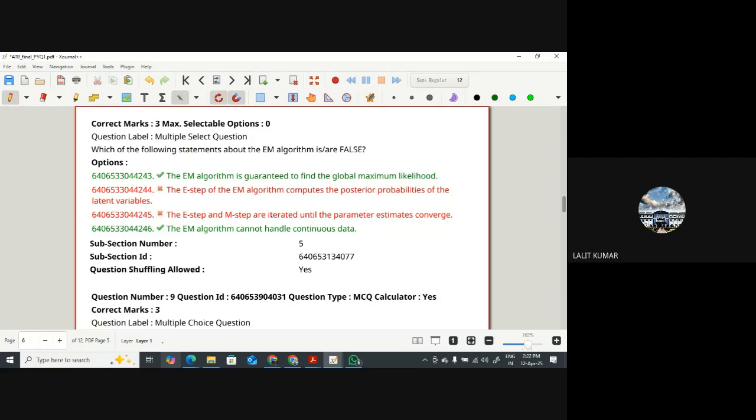So which of the following statements about the EM algorithm are false? The EM algorithm is guaranteed to find the global maximum likelihood. This is false. It is only local. The E step of the EM algorithm computes the posterior probabilities of the latent variables. This is true. The E step and M step are iterated until the parameter estimates converge. This is also true. The EM algorithm cannot handle continuous data. This is false. It can handle it. Okay.